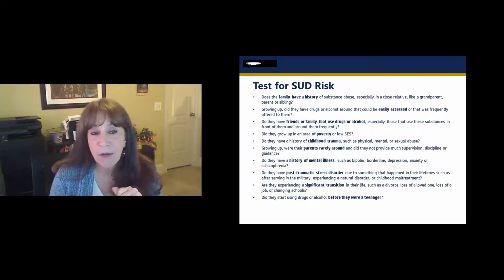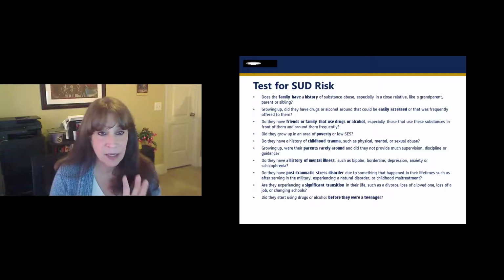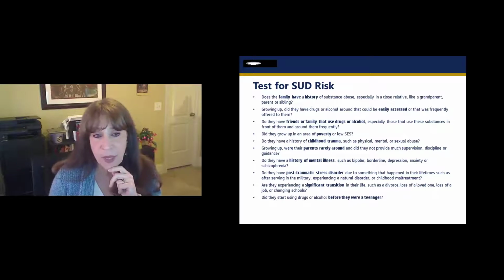Do they grow up in an area of poverty or low socioeconomic status? That's a very big risk factor. Do they have a history of trauma, childhood trauma? Were their parents rarely around, not providing enough supervision and not involved in their lives? Is there a history of mental illness, either budding in childhood, coming out in adolescence, or even in adulthood, where you have full-blown depression, anxiety, and that sort of thing? Post-traumatic stress disorder, as you'll hear later, is very much associated with substance use, and I should say addiction.